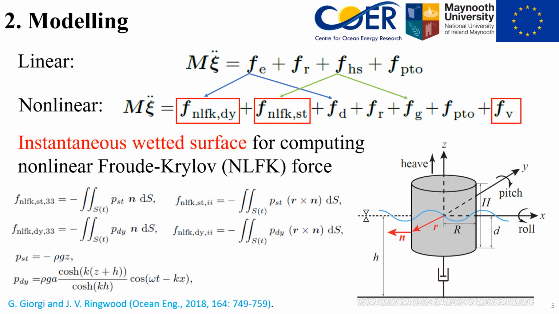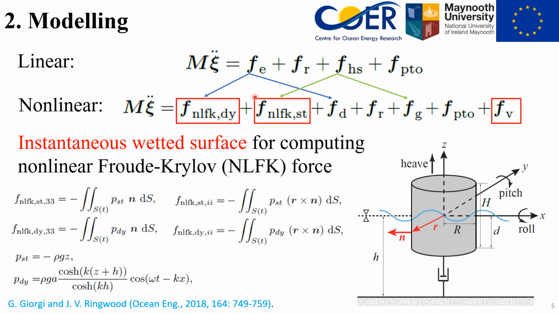For a buoy oscillating in heave, roll, and pitch, its linear model is given here. Fe is the excitation force, Fr is the radiation force, Fhs is the hydrostatic force, and Fpto is the control force. To represent nonlinear parametric resonance, the nonlinear modeling method, considering nonlinear Froude-Krylov force, is applied here.